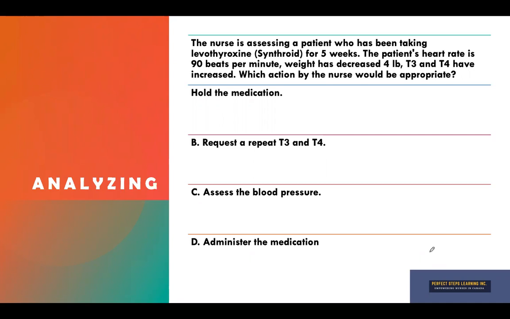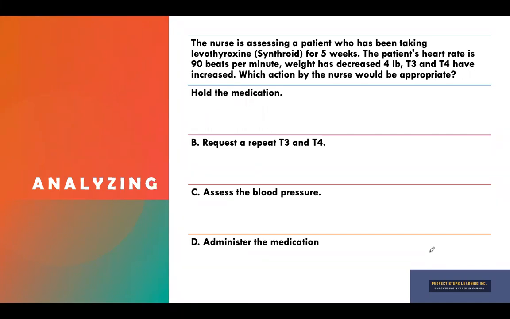So the nurse is assessing a patient who's been taking Synthroid for 5 weeks, okay? And during assessment, the patient's heart rate is 90 beats per minute. The patient has a weight loss of 4 pounds. T3 and T4 have increased. So which action by the nurse would be appropriate?